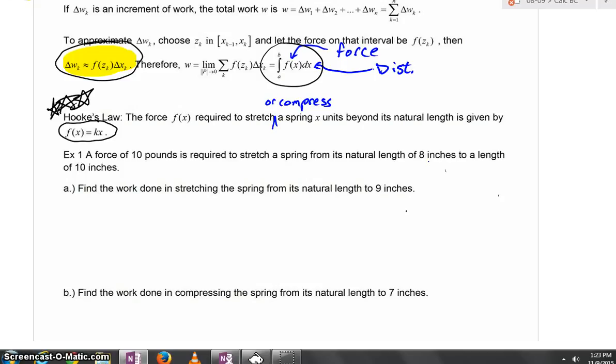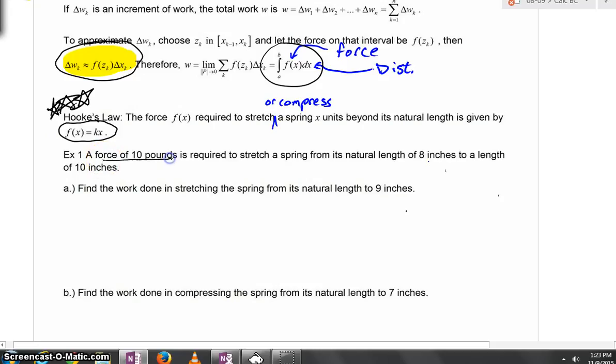So here's what we do. We're just going to do this real quick problem. Example 1 says a force of 10 pounds is required to stretch a spring from its natural length of 8 inches to a length of 10 inches. So they're starting us off right here.